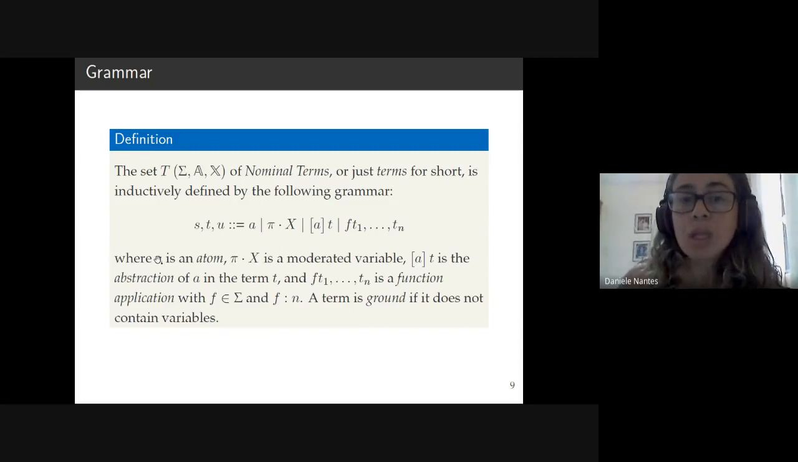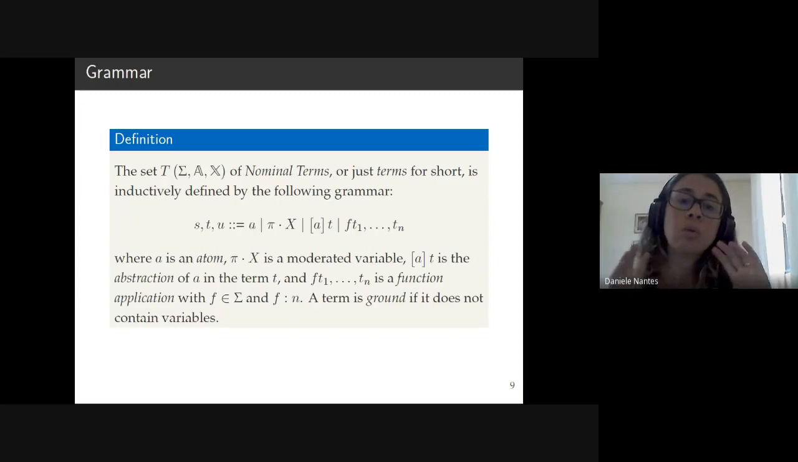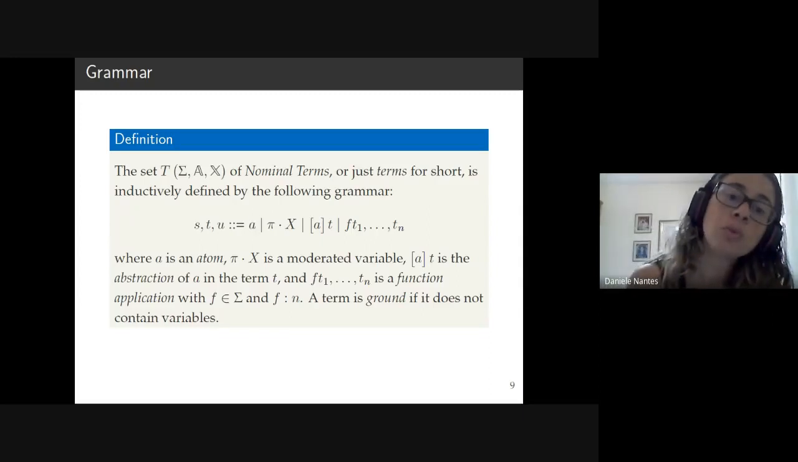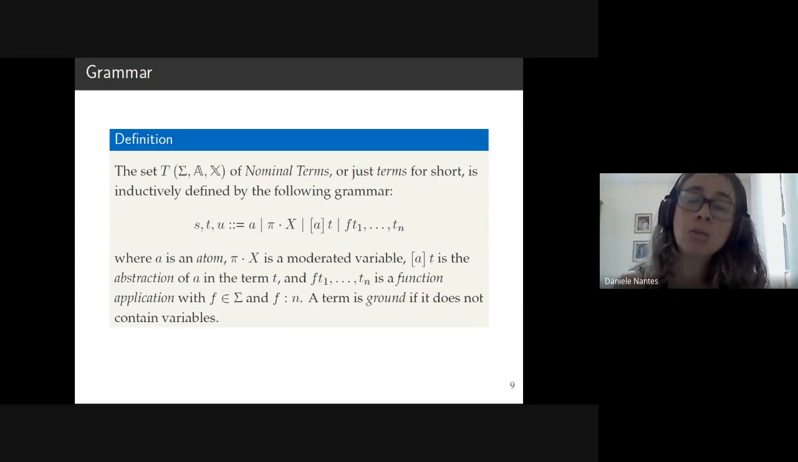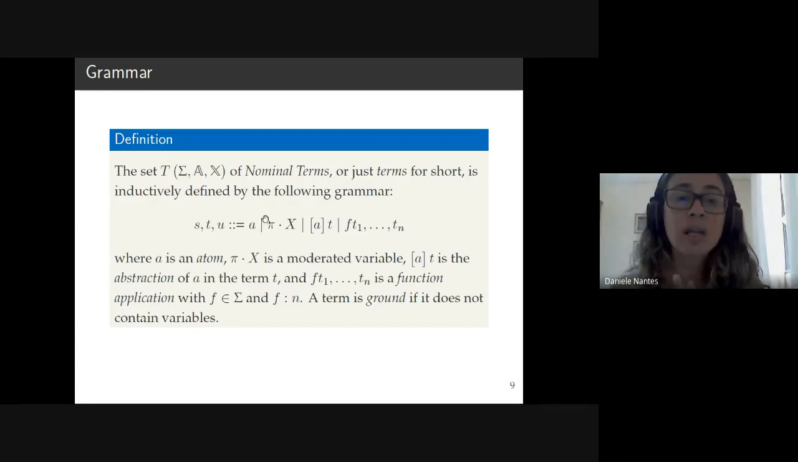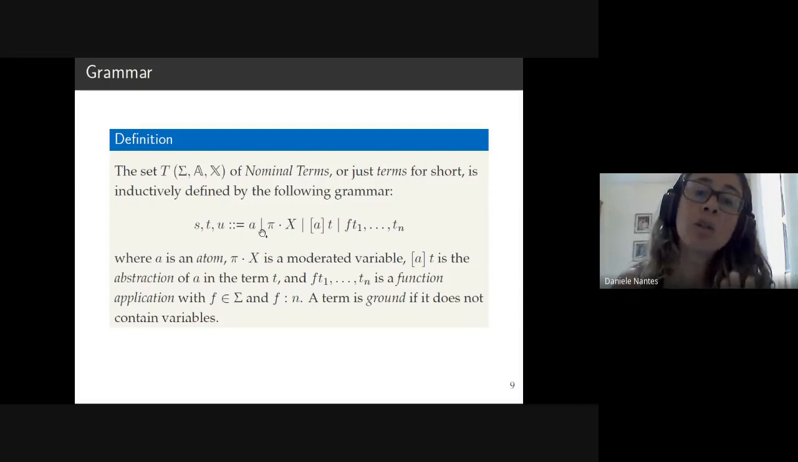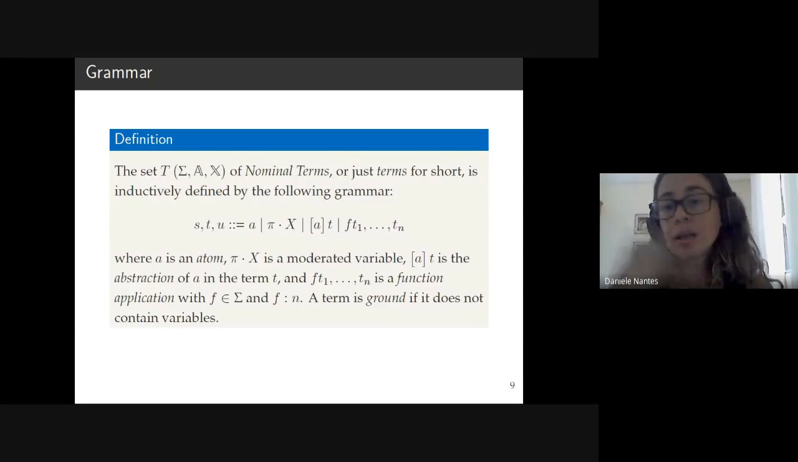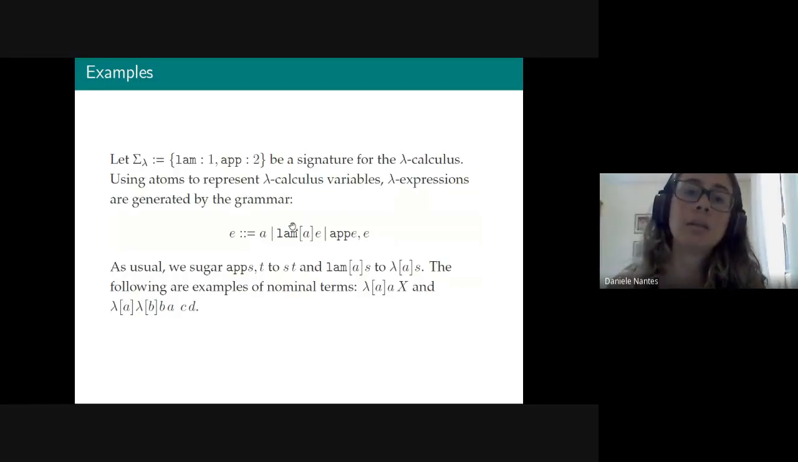Okay, so basically we are going to have two different sets of variables. We have the variables that we want to use to represent the bound variables, and we have the variables that are going to represent the free variables. So the bound variables are going to be represented by atoms, and the free variables, the ones that can be instantiated, for instance, are going to be represented by this big X. Okay, and as usual, a term is called ground if it does not have any variable, the big one, the suspension.